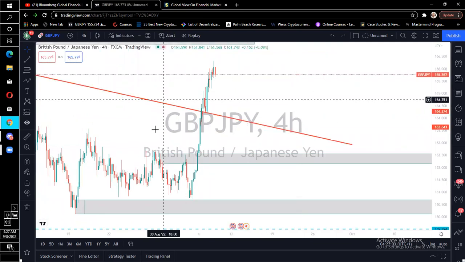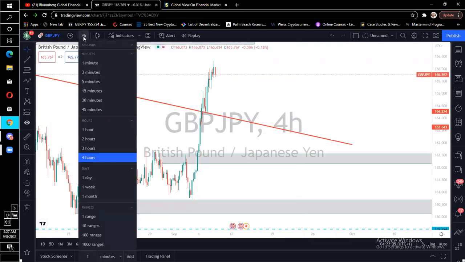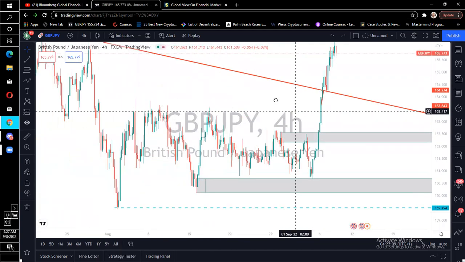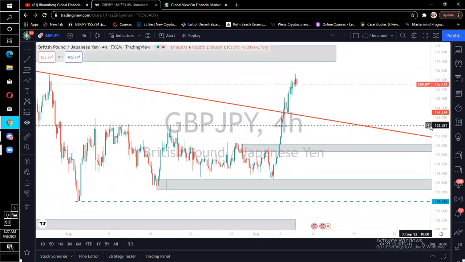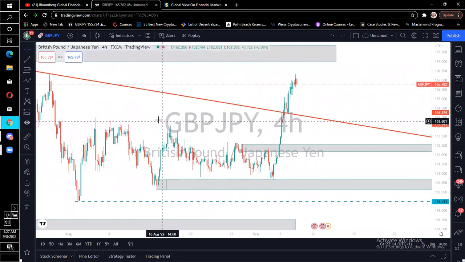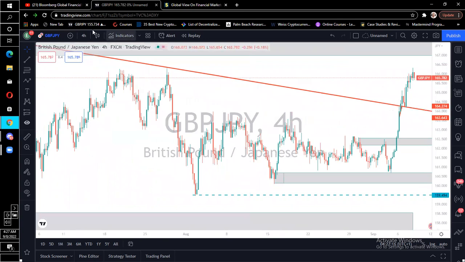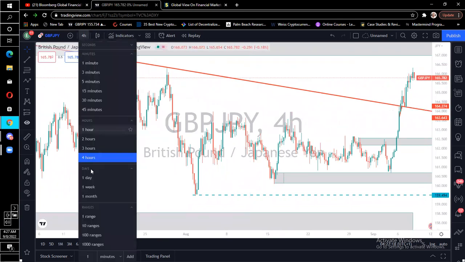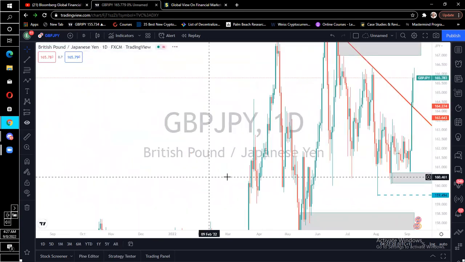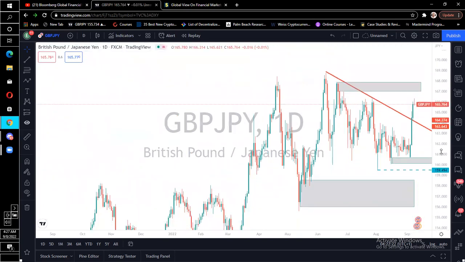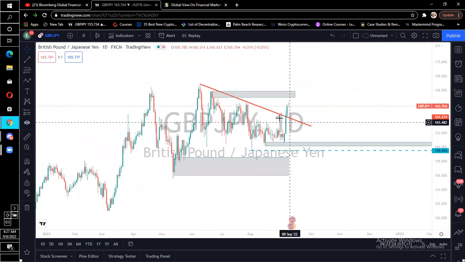GJ. Wow, this is amazing. GJ has actually gone to the upside on this 4 hours chart. Then if you watch, let's go to the higher time frame, daily. The liquidity level here is taken out.